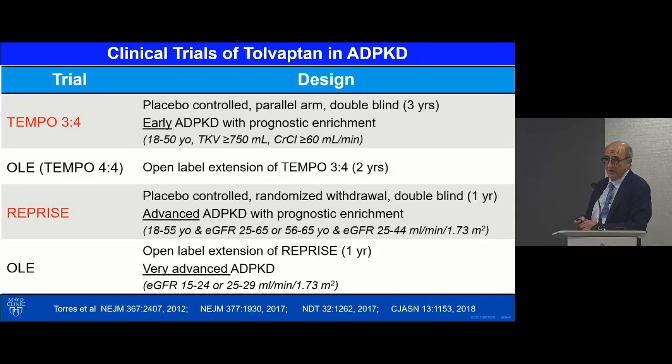The two major clinical trials of tolvaptan in polycystic kidney disease were the TEMPO 3:4 trial and the REPRISE trial. TEMPO 3:4 was in early ADPKD, and REPRISE was in advanced ADPKD.